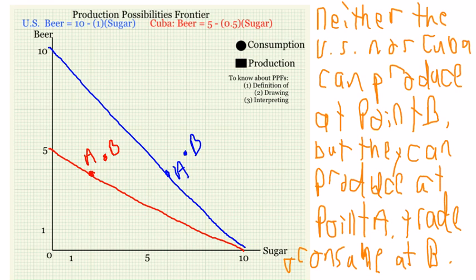nor Cuba can produce at point B because it's beyond their PPF curve, and the PPF curve tells us the maximum amount of goods they can produce, it will be possible for them to produce at point A, then trade with each other, and get to point B. So even though it's impossible for them to produce the combination of sugar and beer denoted by point B, with trade, they may be able to. And so the point is, with trade, it's possible for countries to get more beer and sugar without giving up anything. Countries can get something for nothing.